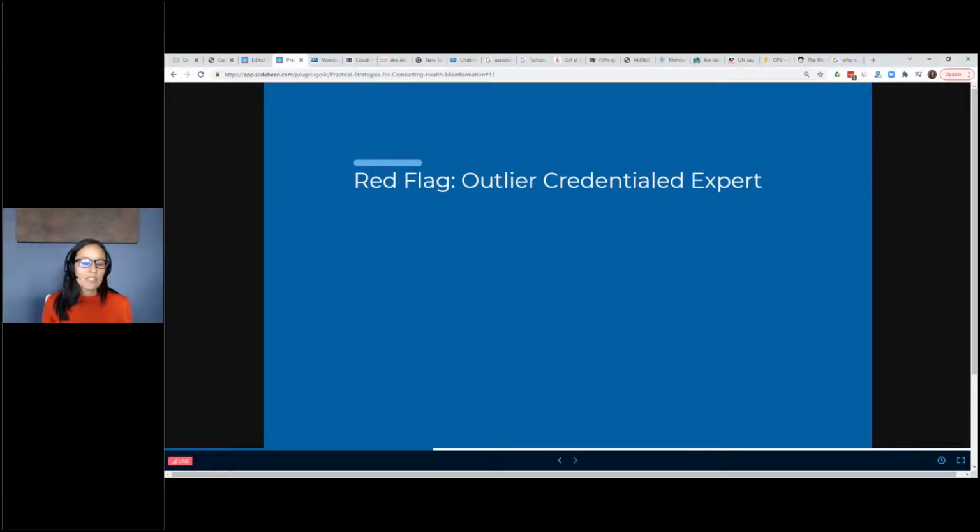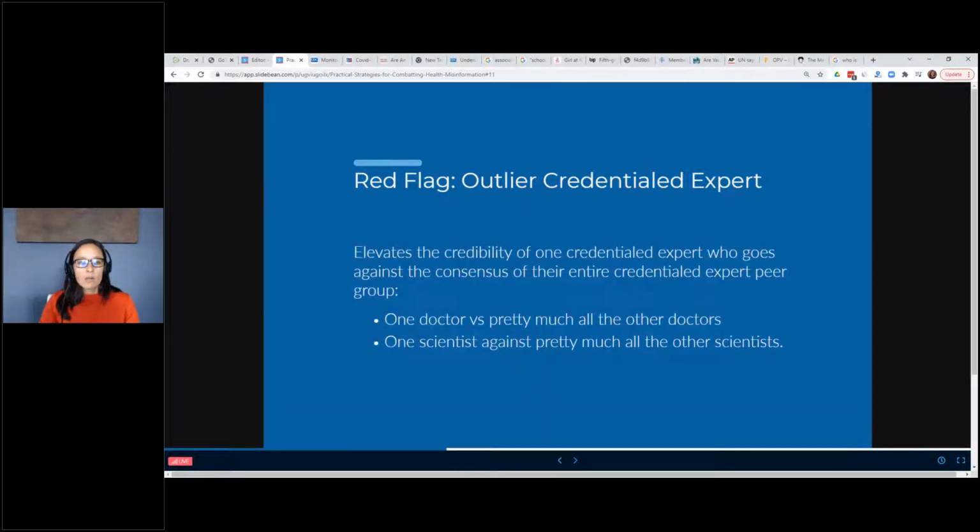All right, so this is where it gets really tricky. Credentialed experts, often these are health professionals, doctors, nurses, scientists, like epidemiologists, right? People with actual real credentials. And that's confusing for folks. Why? Well, a red flag in health misinformation is that it elevates the credibility of one credentialed expert who goes against the consensus of their entire credentialed expert peer group.